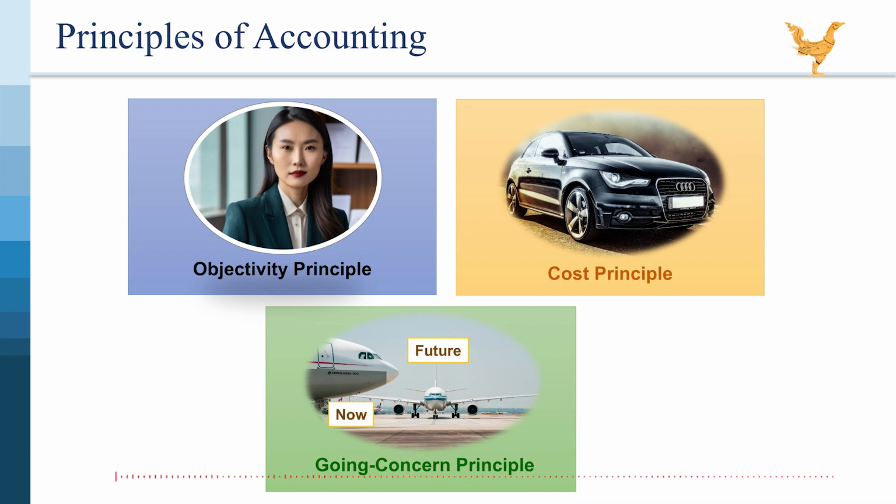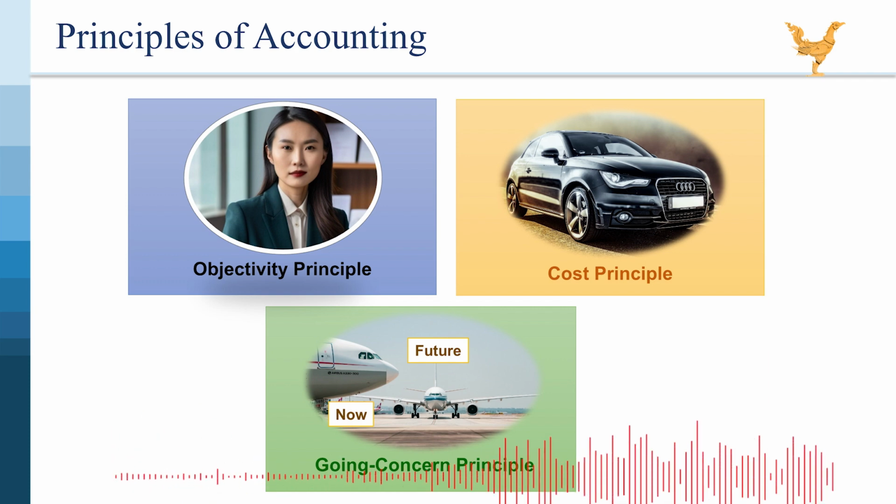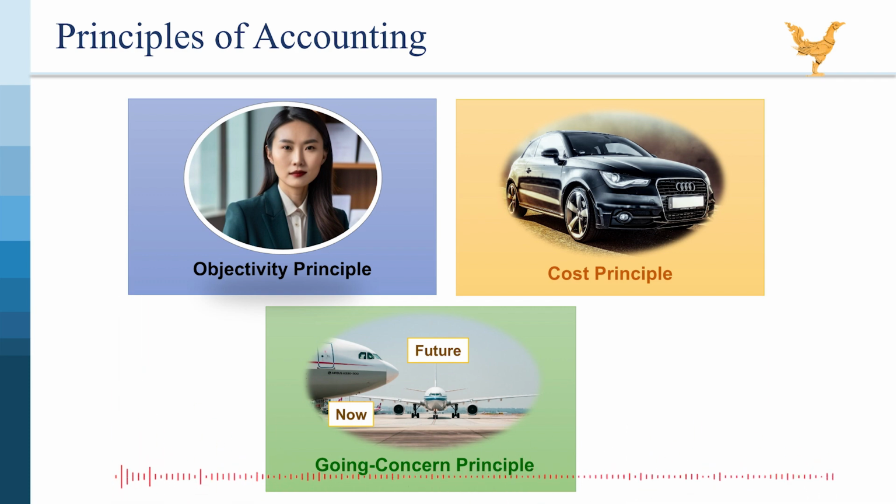2. Cost principle. What it means: assets are recorded at their original cost at the time of purchase. Why it matters: historical cost provides a stable and verifiable benchmark. While the market value of things might fluctuate, the original cost remains a fixed point of reference. Example: if a company buys a building for $100,000, it's recorded at that price, even if a year later the building's estimated value increases to $120,000.